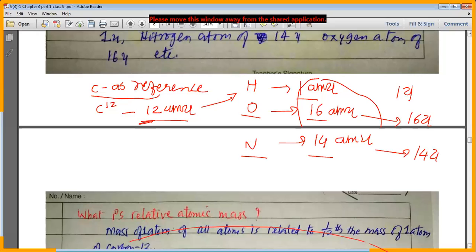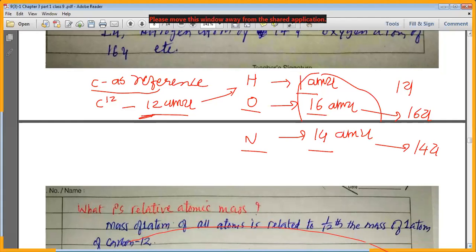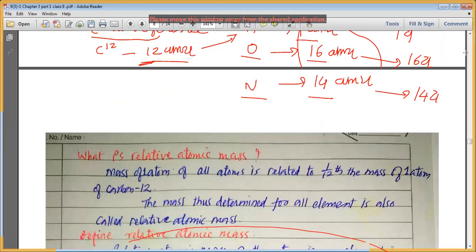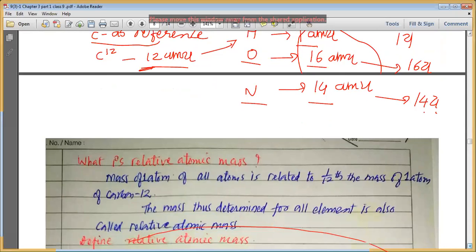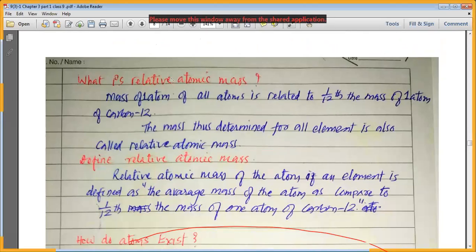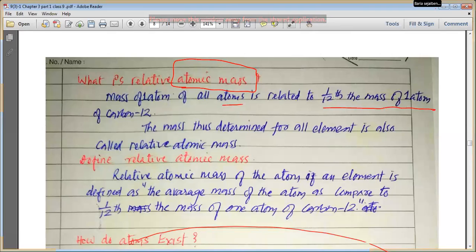So this is how the weights of various atoms have been decided, and we came to know that the weight of hydrogen atom is 1 U, weight of oxygen atom is 16 U, weight of nitrogen atom is 14 U, weight of carbon atom is 12 U. What is relative atomic mass? What we have decided, just the 1 for hydrogen, 16 for oxygen, 14 for nitrogen, 12 for carbon, is known as relative atomic mass. Mass of one atom of all atoms is related to 1/12 the mass of one atom of carbon 12.